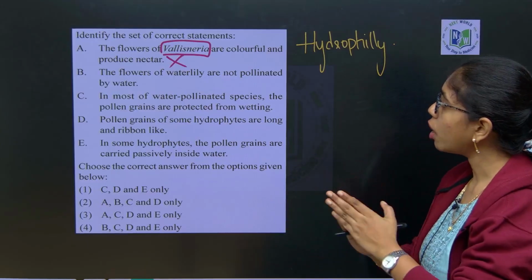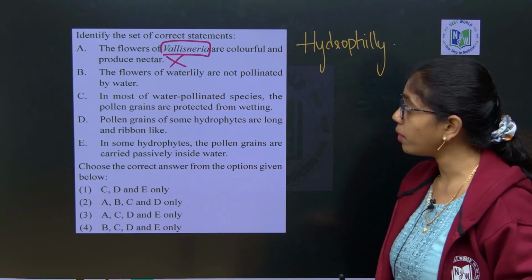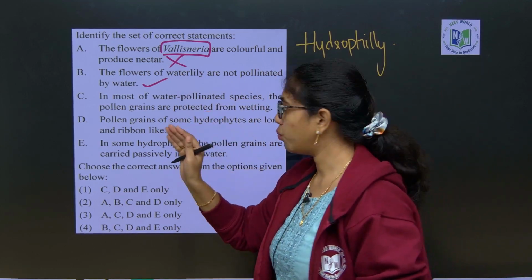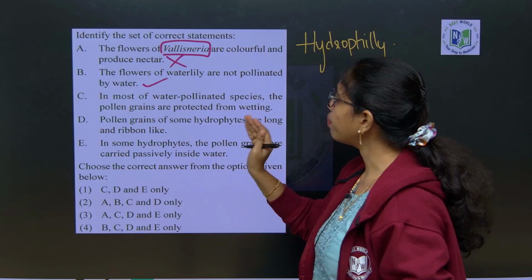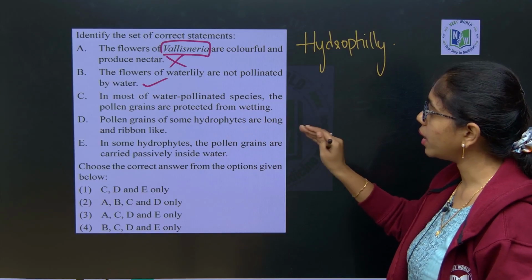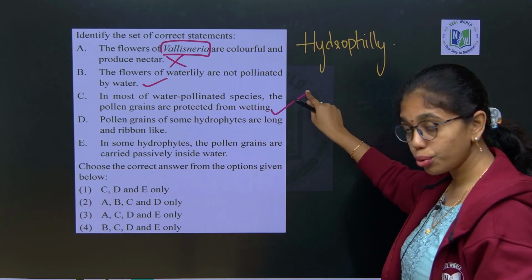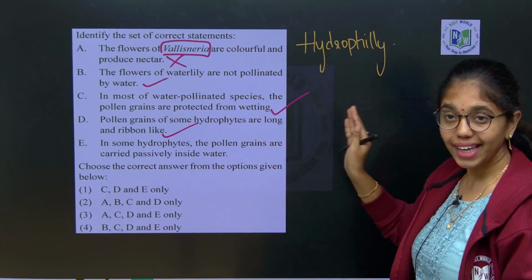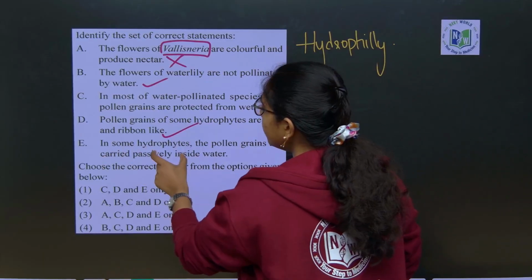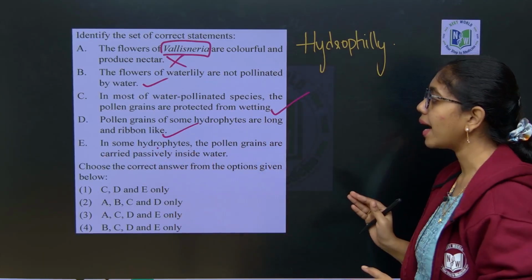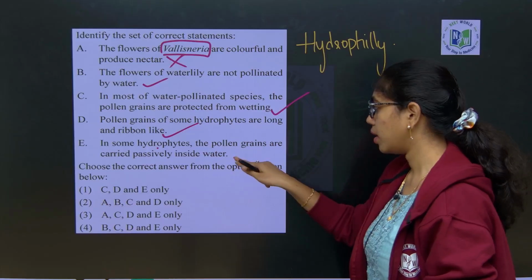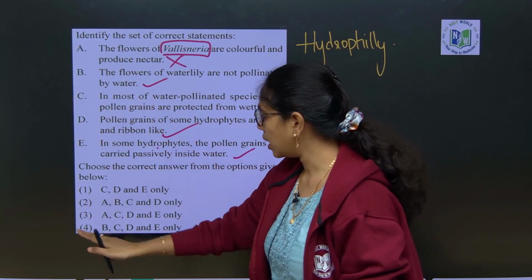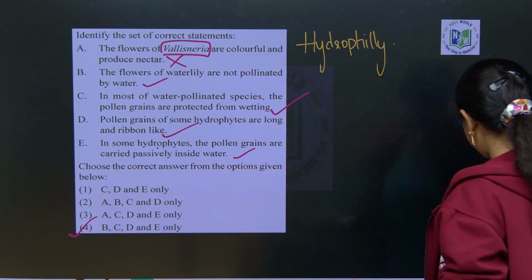Next, the flowers of water lily are not pollinated by water. True, water lily, water hyacinth, they are not pollinated by water. Next, in most water pollinated species the pollen grains are protected from wetting. True. Next, pollen grains of some hydrophytes are long and ribbon like. Exactly true. Next, in some hydrophytes the pollen grains are carried passively inside water. Correct. So what are the correct statements? B, C, D, E. Option 4 is the correct answer.